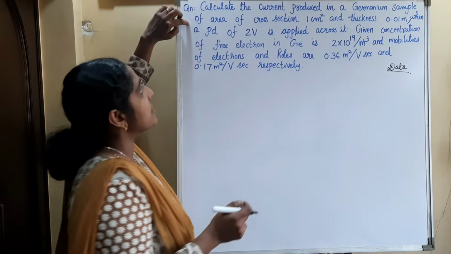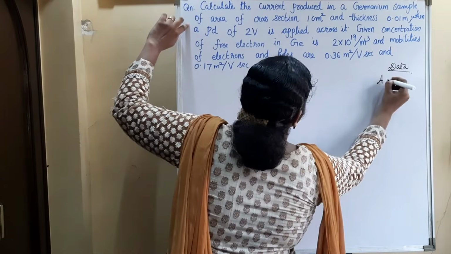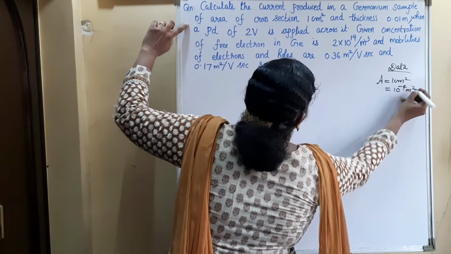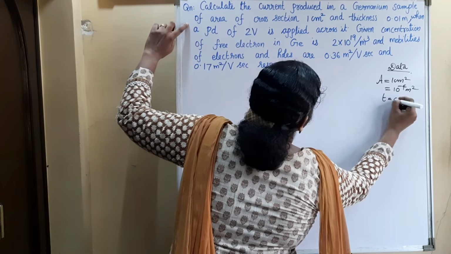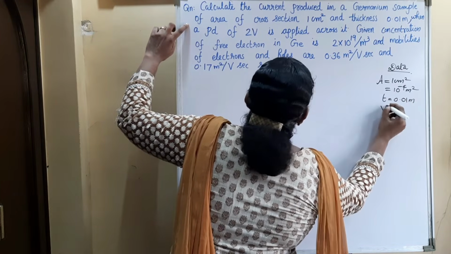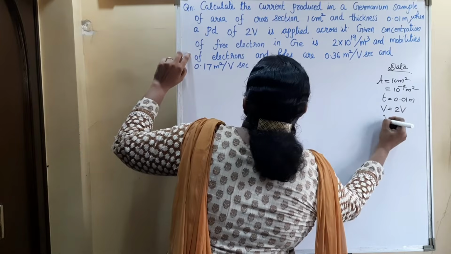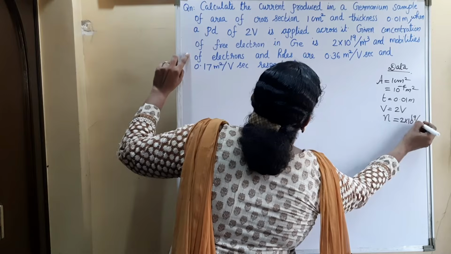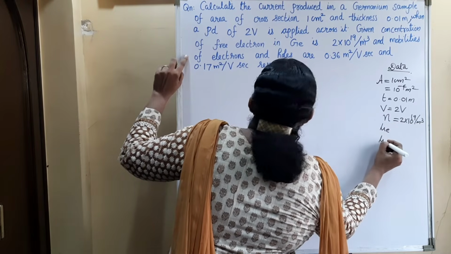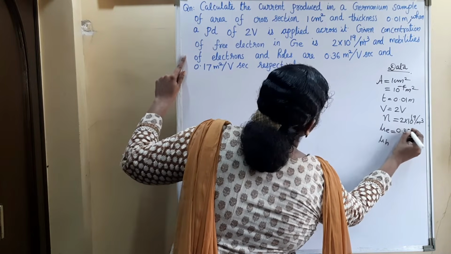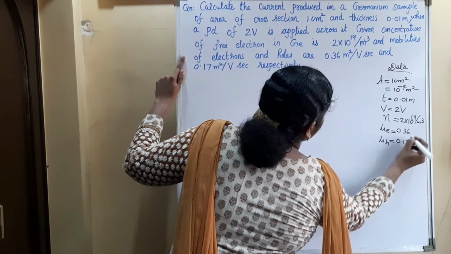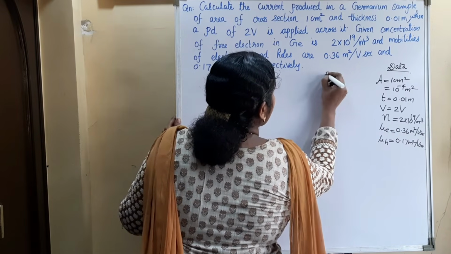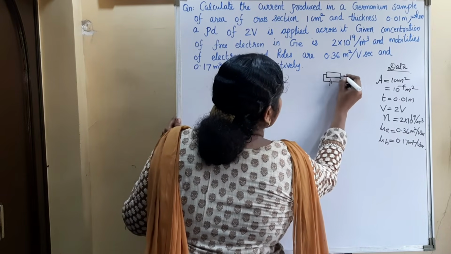Here the current produced in a germanium sample of area of cross section 1 centimeter square, that is 10 raised to minus 4 meter square, and thickness 0.01 meter when a potential difference of 2 volt is applied across it. The concentration of free electron is 2 into 10 raised to 19 per meter cube and mobility of electrons and holes are 0.36 and 0.17 meter square per volt second. In the germanium sample, we are connecting a battery of 2 volt.